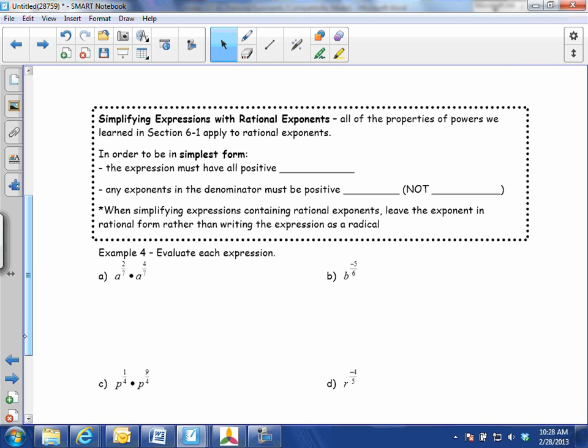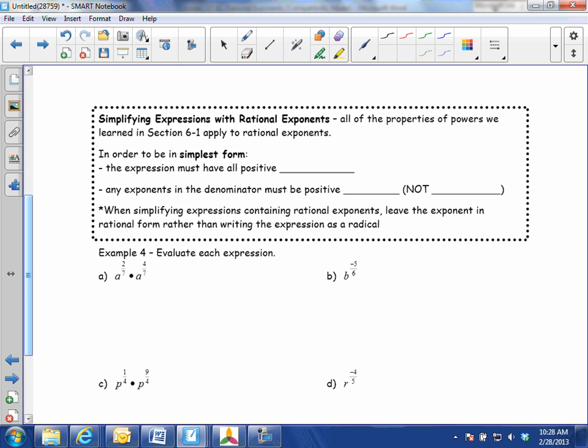We're going to go. So, simplifying expressions with fractional exponents. All the properties of the powers we learned back in section 6.1 also apply to rational exponents. That means if we're multiplying and the bases are the same, we add exponents. If we're dividing and the bases are the same, we subtract exponents. If we have a power to a power, what do we do with the exponents? Multiply. So all those properties still apply when we're working with fractional exponents.